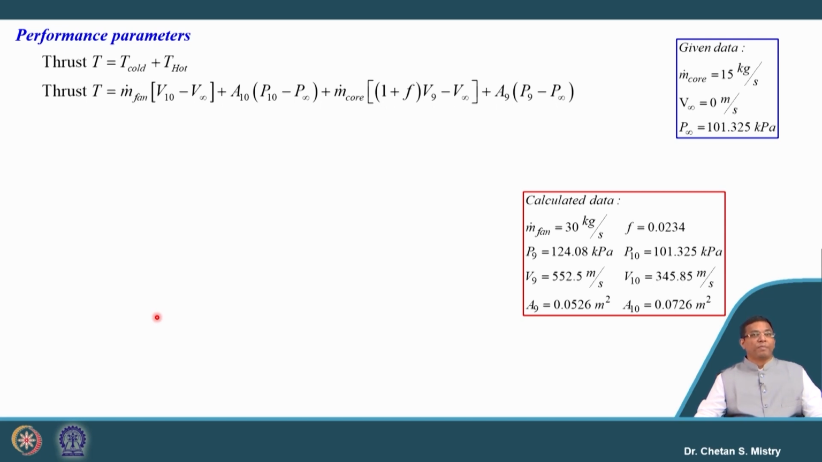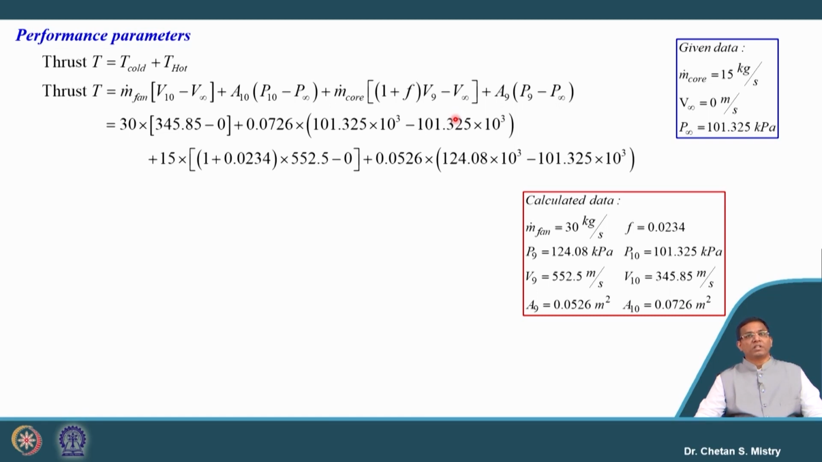So, for performance parameter calculation, the very first parameter we will be calculating is thrust, and that thrust we are correlating as thrust developed by the cold nozzle and thrust by the hot nozzle. So, that is what we are putting here. For cold it is m dot fan (V10 minus V infinity) plus A10 (P10 minus P infinity). Same way for the hot, we are putting m dot core (1 plus f) V9 minus V infinity plus this area. Now, almost all parameters are known to us. So, let us try to put these numbers.